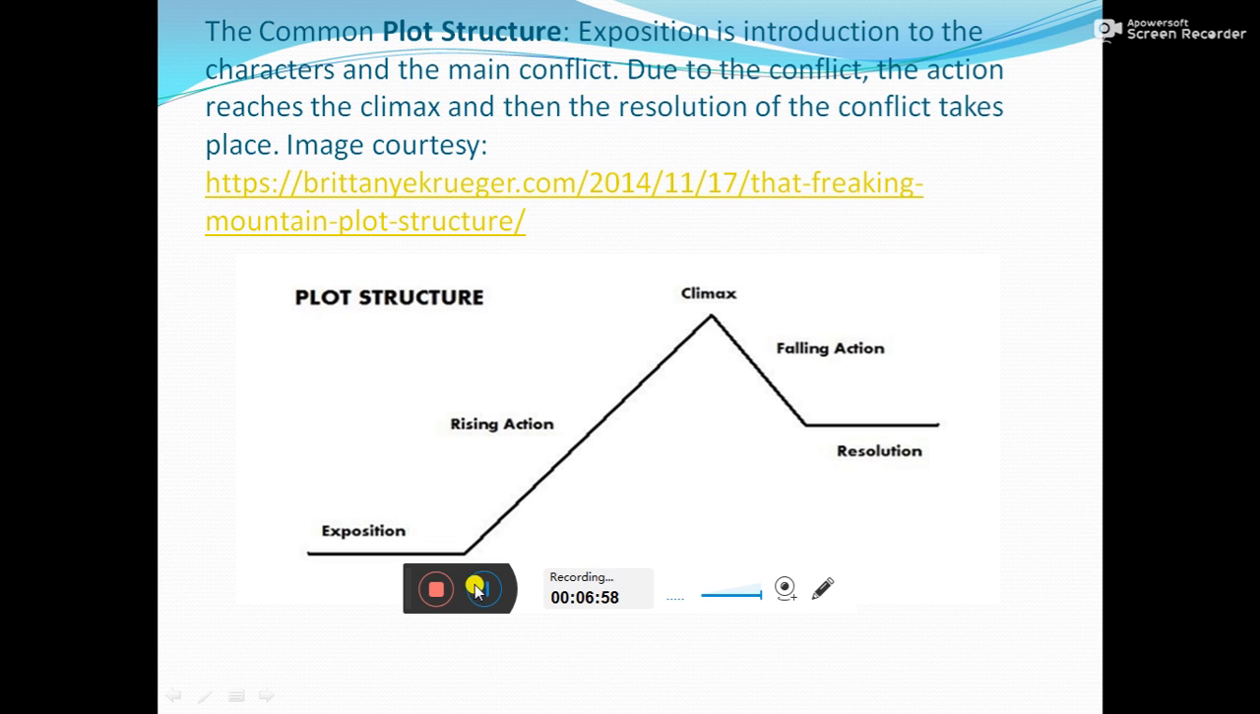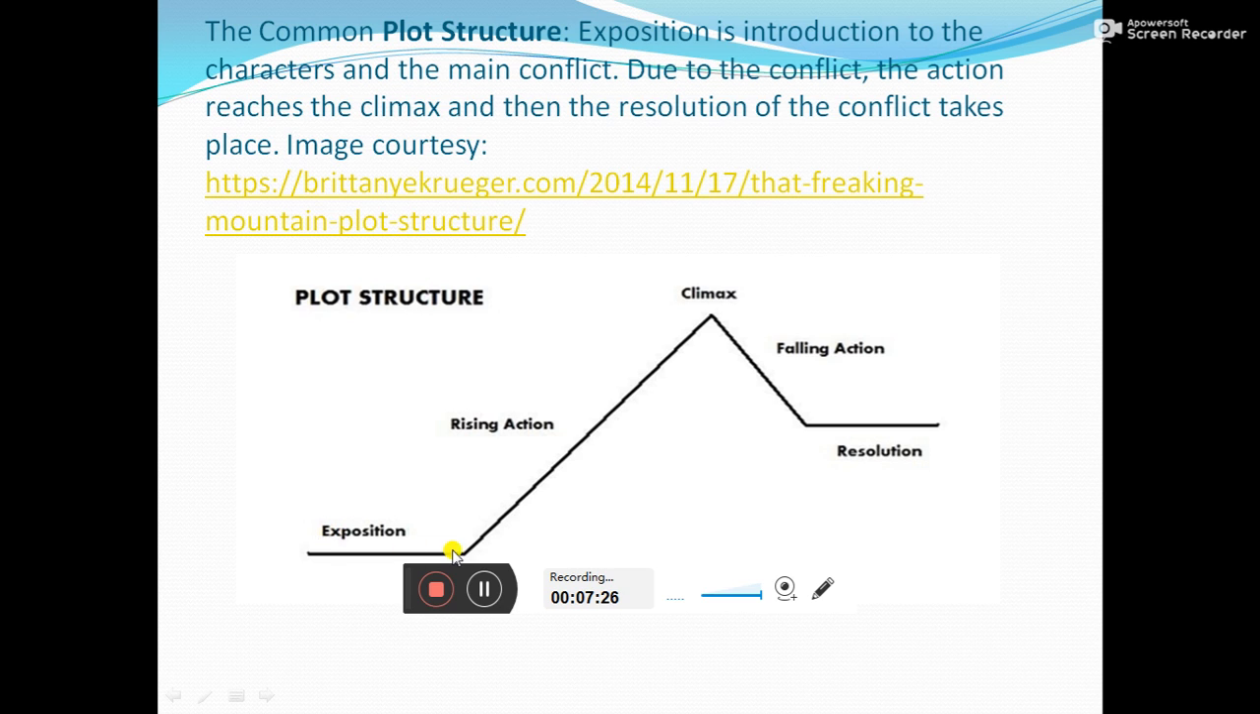Now see, here you can see this particular graph-like image on the screen. This is about the plot structure. We discussed right now plot and the events and actions and characters. So usually, not always, but usually most of the times, this kind of plot structure can be observed in any novel.